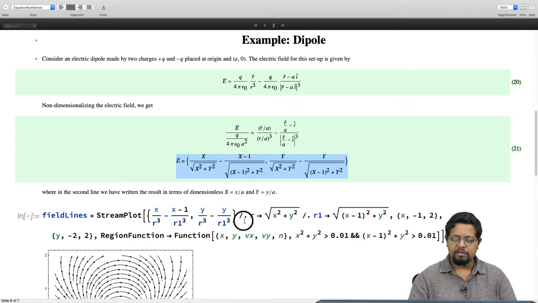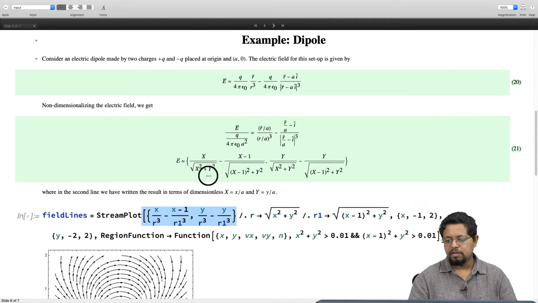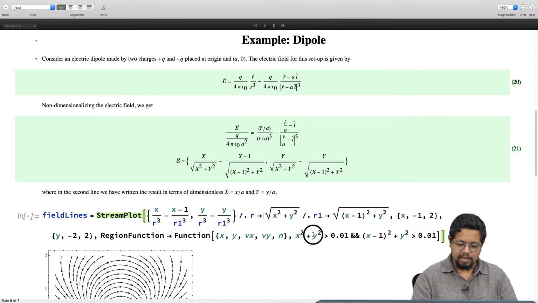In order to plot this vector field, I have encoded the expression over here. To avoid typing this expression again and again, I have used the replacement rules over here, which say that r is to be replaced with x square plus y square and r1 is to be replaced with x minus 1 whole square plus y square. So therefore, my vector field becomes x by r cube minus x minus 1 divided by r1 cube and y by r cube minus y divided by r1 cube. In order to type this arrow, all you have to do is type the dash key and then the greater than sign and type anything after that. This turns into an arrow.